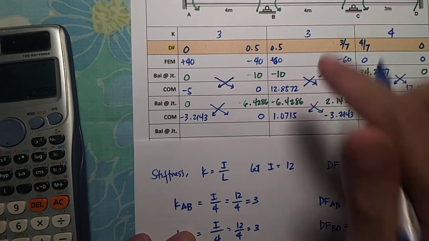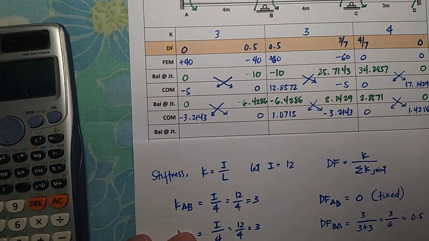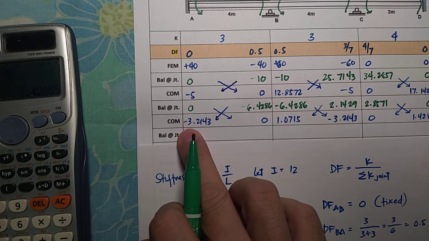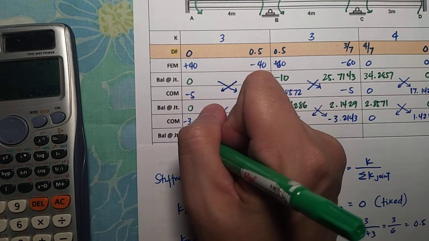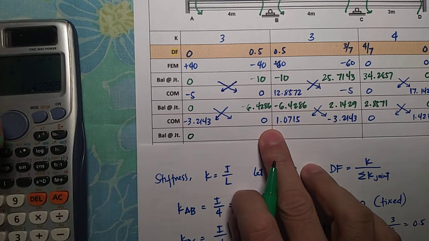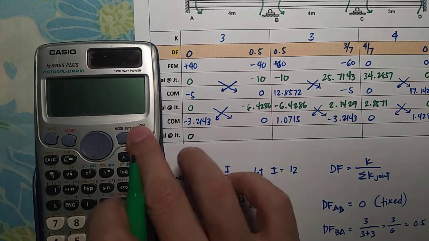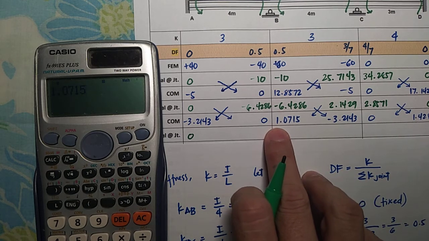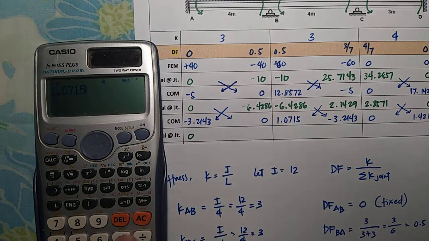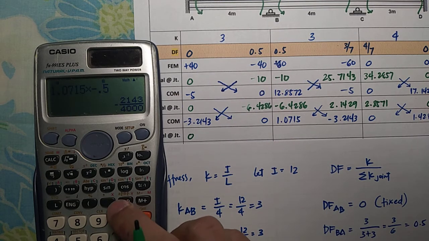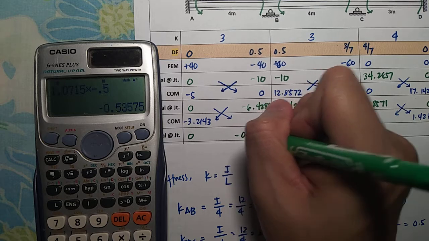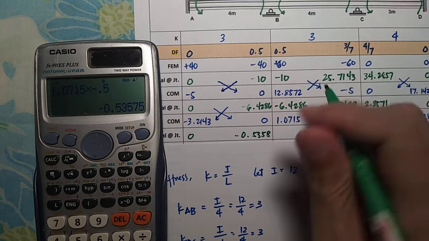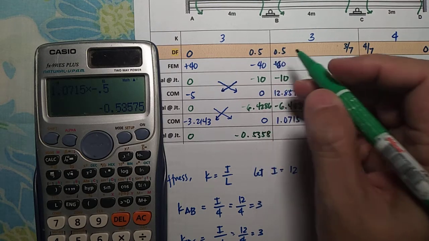So moving on ulit, what would be the balance at the joint again? So ganoon na naman. So the unbalanced moment at this joint is negative 3 times the negative of df, 0. So 0 pa rin to. At this joint, the unbalanced moment is 0 tsaka 1.0715. So 1.0715, that's the unbalanced moment at this joint, times the negative of the df. The negative of 0.5 times negative of 0.5. So I got negative 0.5358. So same here, no? Negative of 0.5. So pares din.